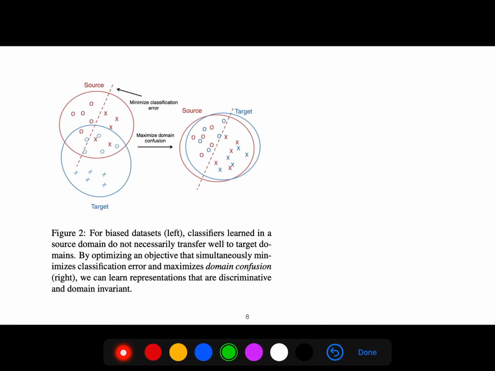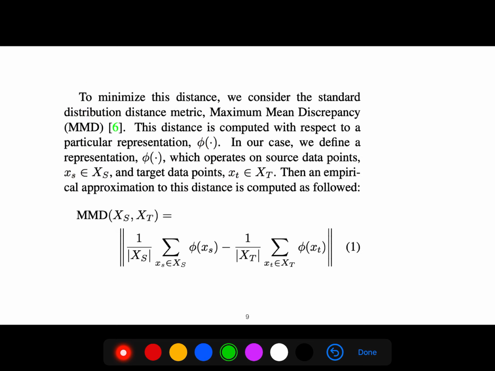And you see, if you want to maximize domain confusion, by the way, there are many ways that you can measure this discrepancy between a source domain and target domain. One of them is maximum mean discrepancy. The other thing could be adversarial methods. And there are many methods, many paradigms for domain adaptation. But this one, maximum mean discrepancy, traditionally is used, even in 2014.